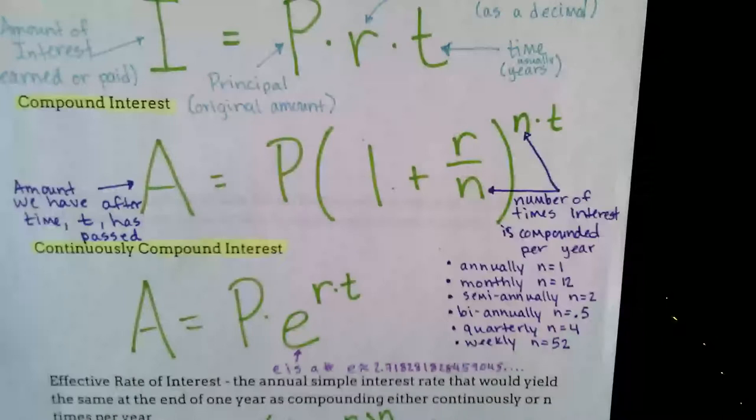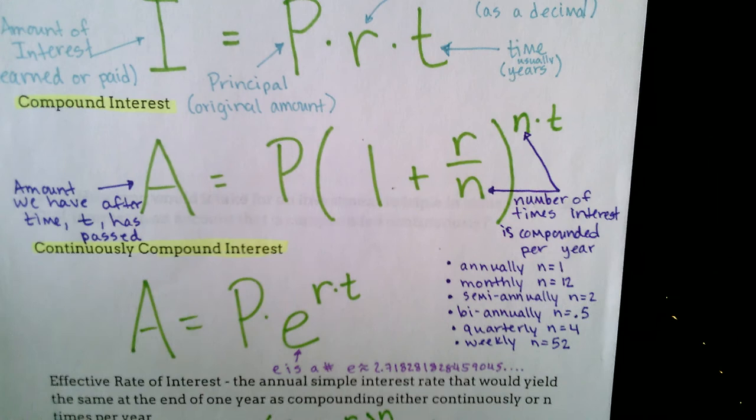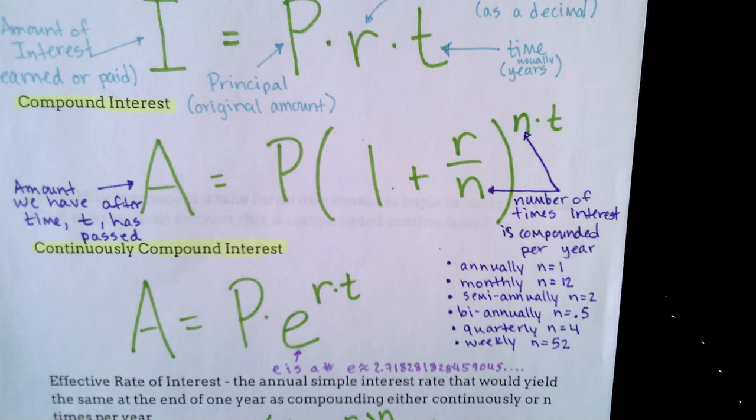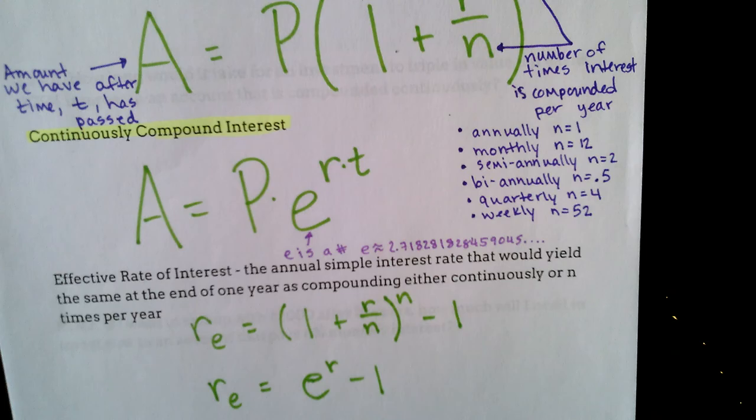This is also a growth and decay model, A equals Pe to the rt. We are unfortunately not going to get to study it as a growth and decay model because, again, we're not getting to that this year. But we can use this same formula to figure out how long it will take for my money to double or triple. So I'm going to write a little memo about that.